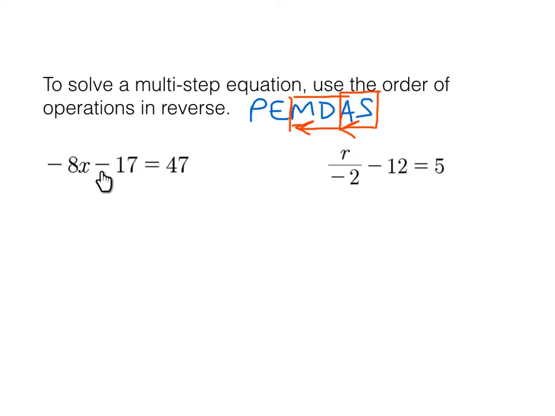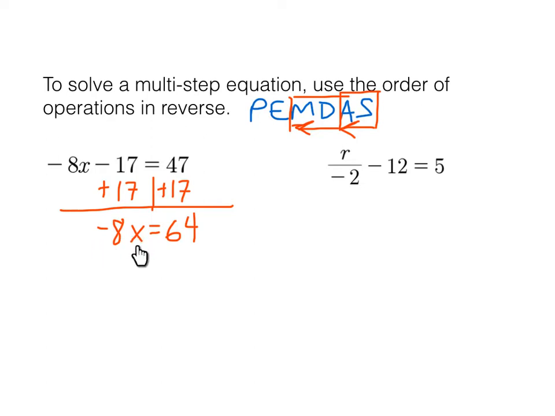Let's take a look at this first problem. We have negative 8x minus 17 equals 47. So x's journey started off with being multiplied by negative 8, and that result was subtracted by 17, and the result of that is 47. We're going to start off by undoing our subtraction. So I'm going to add 17 to each side, giving me negative 8x equals 64. Then we're going to isolate that x, so we're going to divide off this multiplied negative 8, leaving me x equals negative 8.